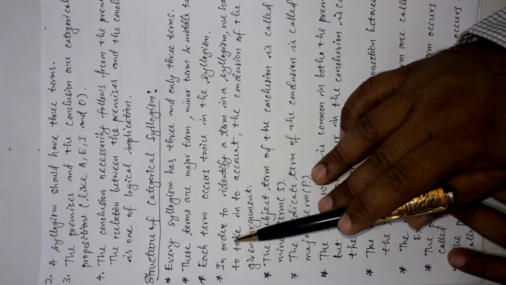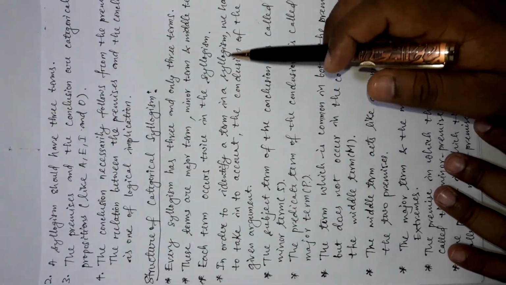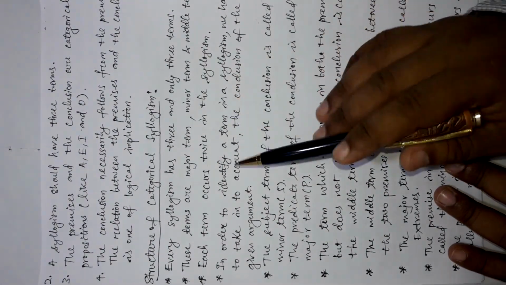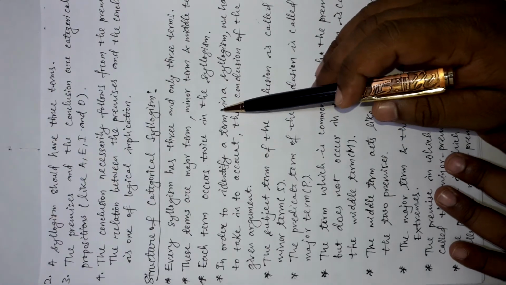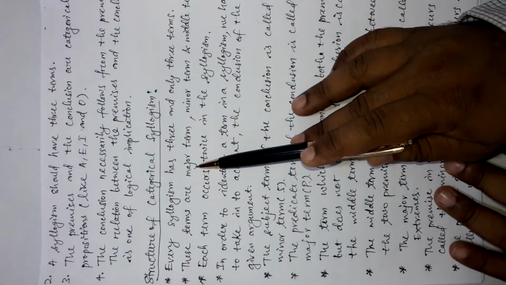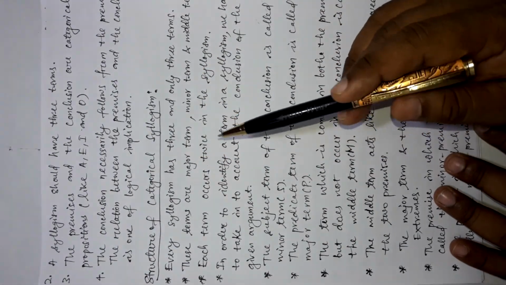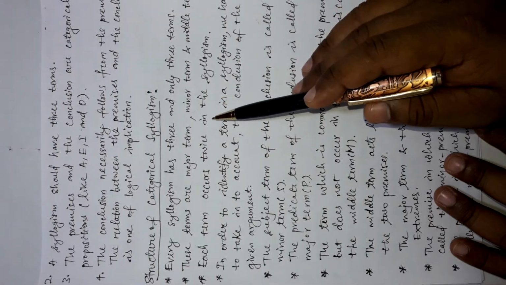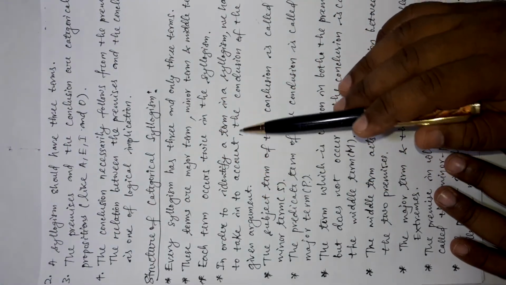Then the next one is, in order to identify, if a syllogism is given to you, we know one thing, that there are only 3 terms, but now we came to know that they have different names: major term, minor term and middle term. So, how to identify which one is the middle term, which one is the minor term and which one is the major term? For that this point will help you.